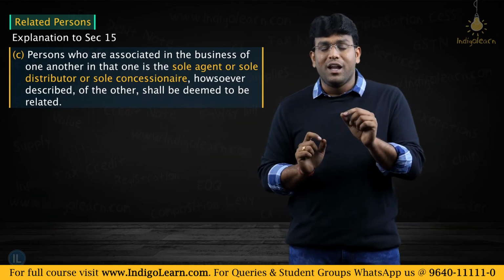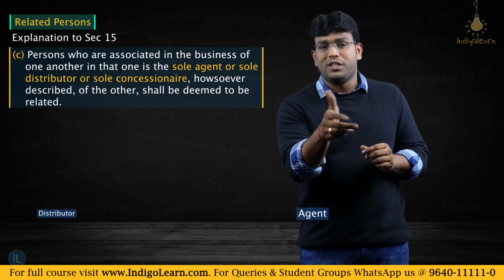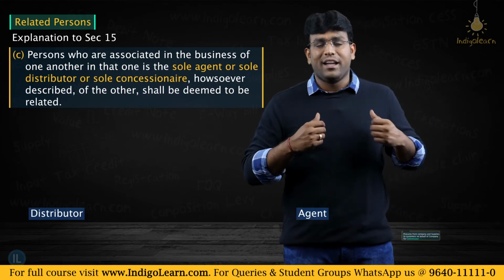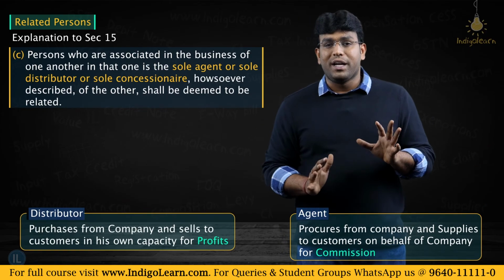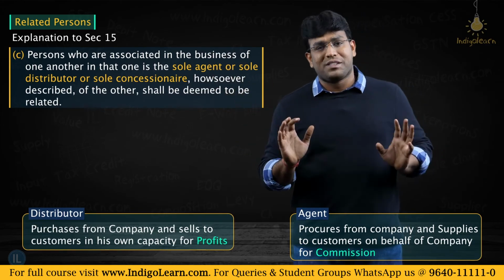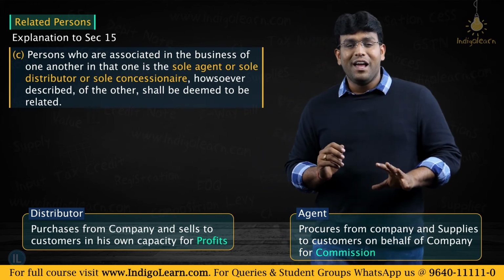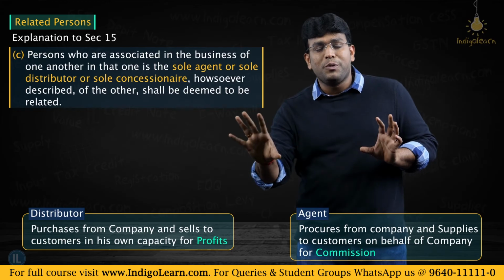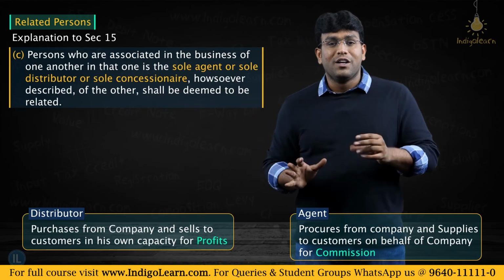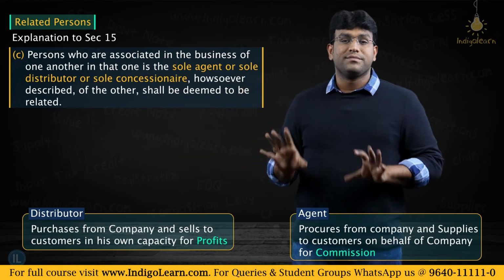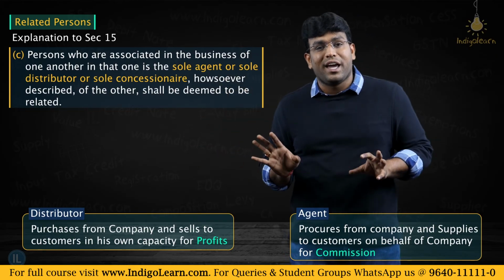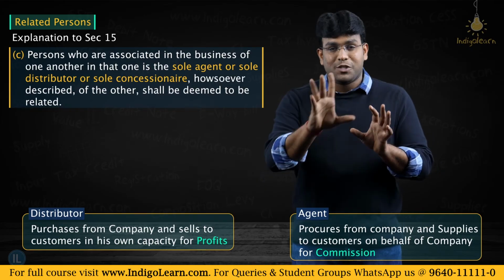There is a small difference between working as an agent and working as a sole distributor. An agent is somebody who procures the goods and supplies them, and he will get commission. A distributor is somebody who is buying and selling. In other words, there is inward supply and outward supply. In simple language, friend, agent makes commission, distributor makes profit. So law told that even a sole distributor or a sole agent is also called a related person. That's what the law has told.